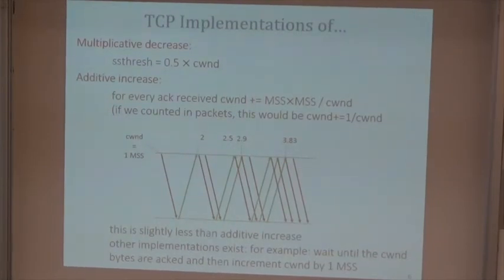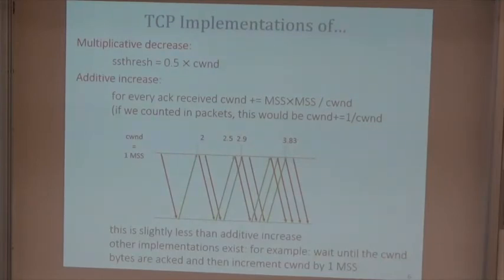So this is what some implementations do, and it is a computer science approximation of saying if, when I receive a full window, I add 1. Of course, it's a bit less because here what I add is 1 over something that is diminishing. Other implementations do exactly this: they wait until the congestion window is ACKed and then increment the congestion window by 1 packet. That's an alternative implementation, and the intention of this formula was to approximate this.